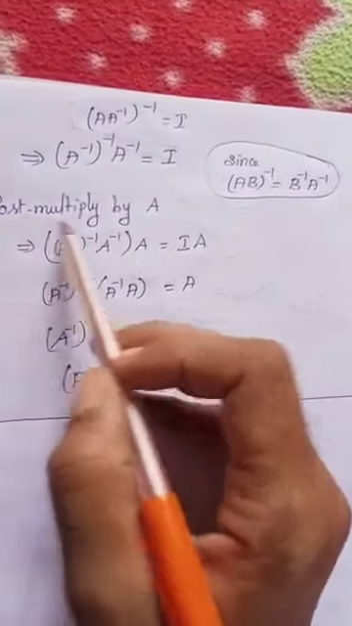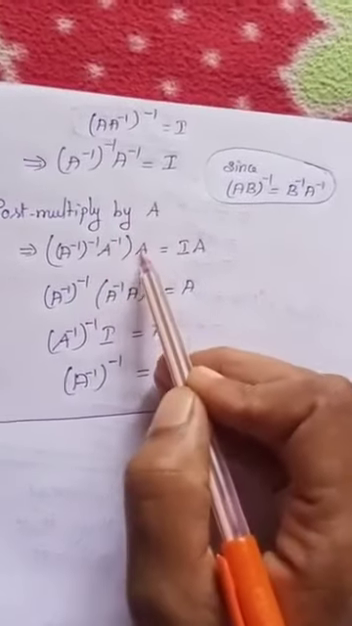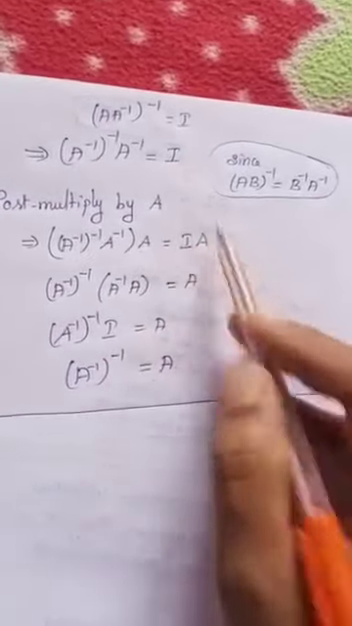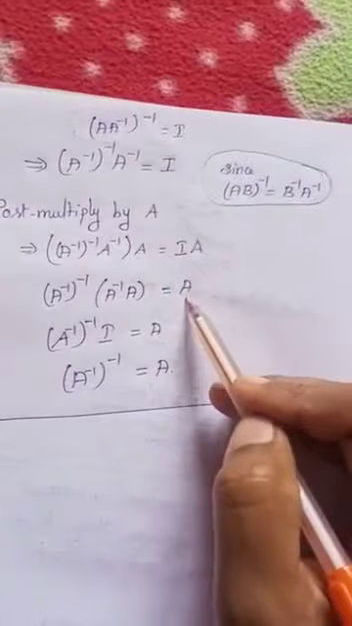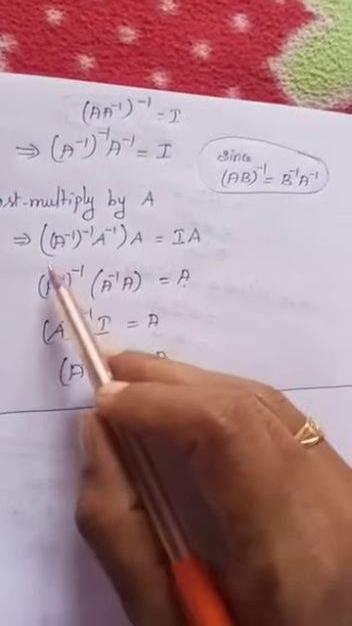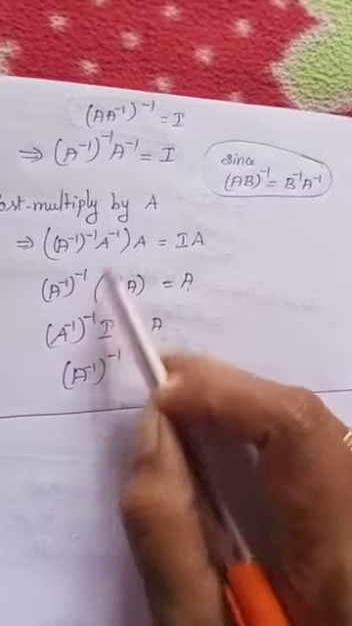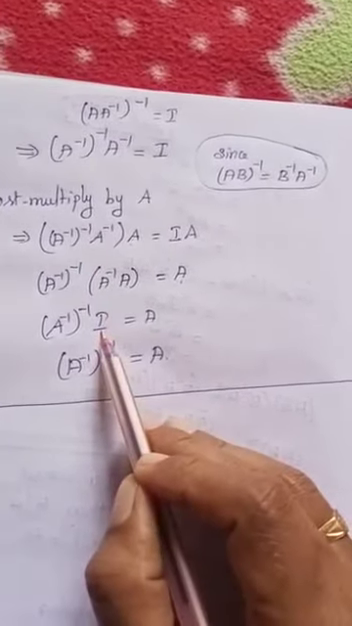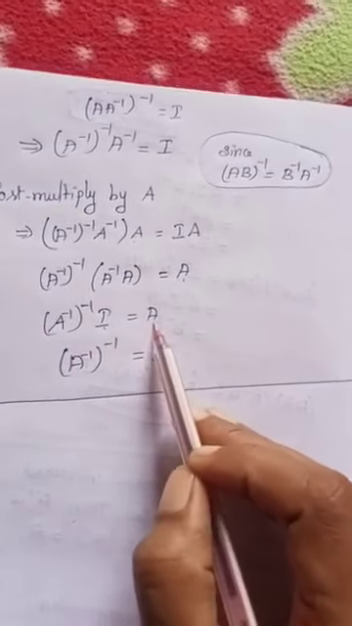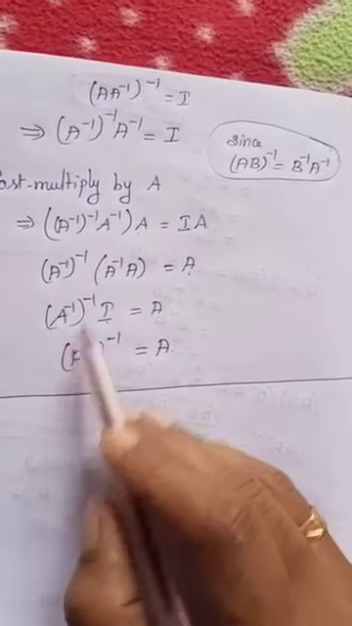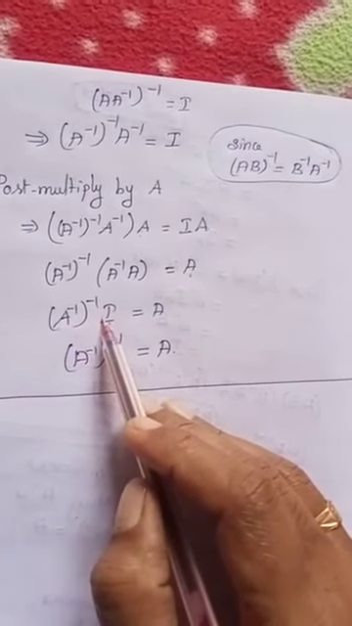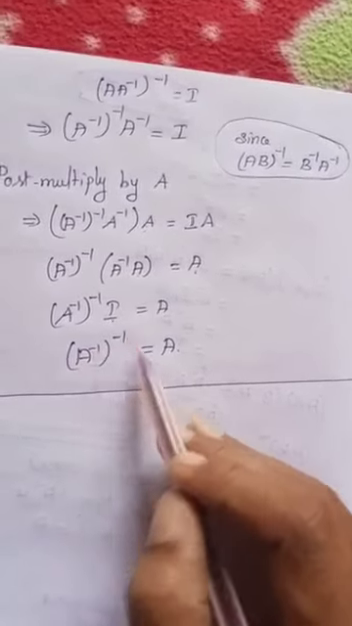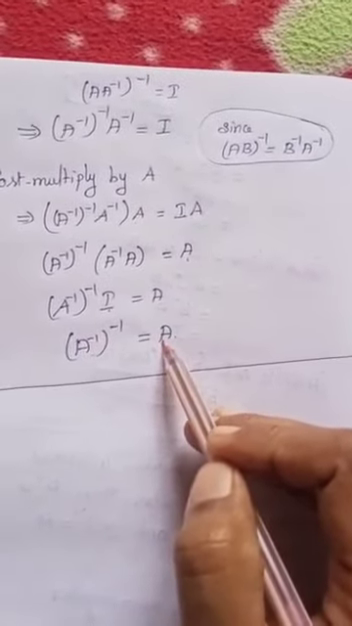Okay, now post multiply by A. That means on the right side we have to multiply. A inverse, the whole inverse into A inverse into A is equal to I into A. I into A we know is A. Here, just to change the bracket, A inverse, the whole inverse into A inverse A. We know that A inverse A is I. Now, A inverse, the whole inverse into I is equal to A. So when we multiply any matrix by the identity element, we get the same matrix. That is, A inverse, the whole inverse is equal to A.